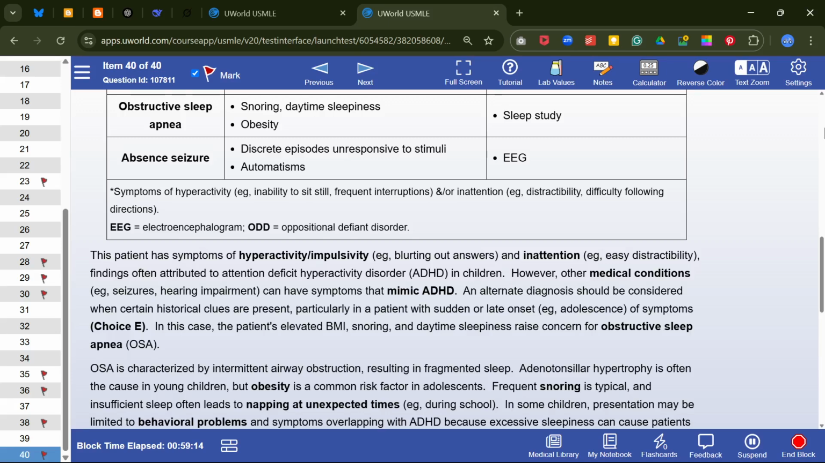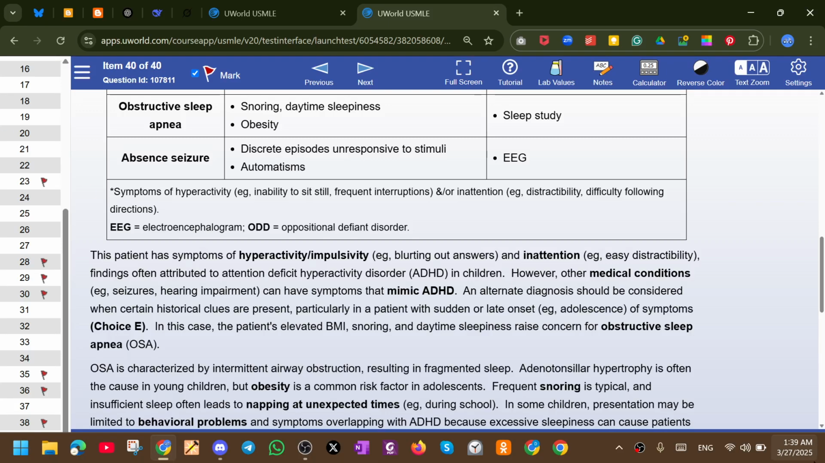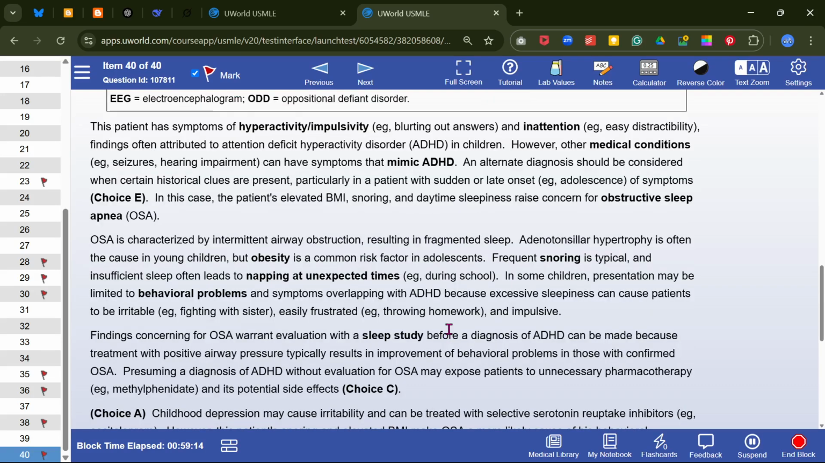In this case, the patient's elevated BMI, snoring, and daytime sleepiness raise concern for obstructive sleep apnea. Obstructive sleep apnea is characterized by intermittent airway obstruction resulting in fragmented sleep. Adenotonsillar hypertrophy is often the cause in young children, but obesity is a common risk factor. In adolescents, frequent snoring is typical, but insufficient sleep often leads to napping at unexpected times during school.